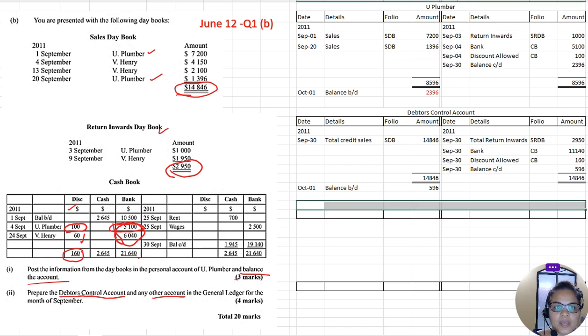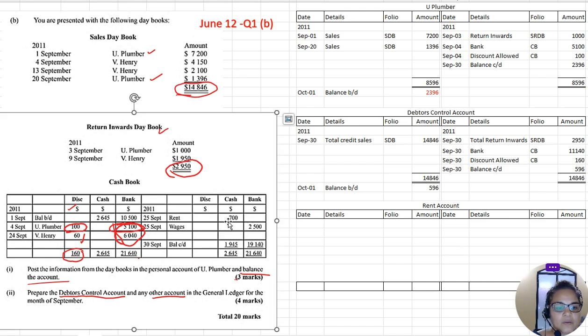So which other account would you like to prepare? It is up to you. Now we have rent, we have wages, so rent was being paid, we have wages being paid, we have a discount allowed column. So all of these are accounts that we can do. So if you choose to do the rent account, rent is what? An expense. Wages is an expense. So both will have the same effect, right? So date, details, folio, and amount.